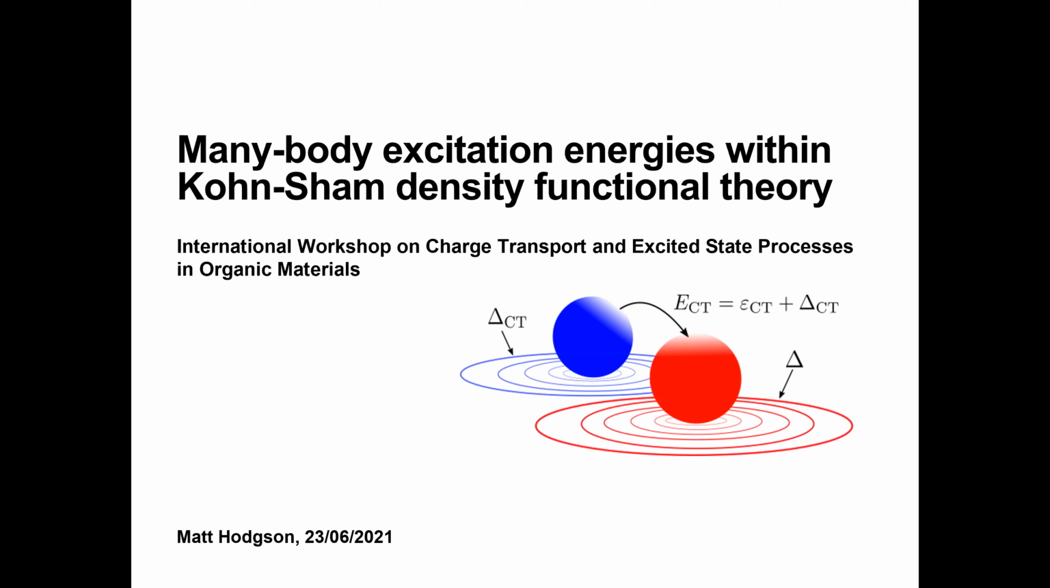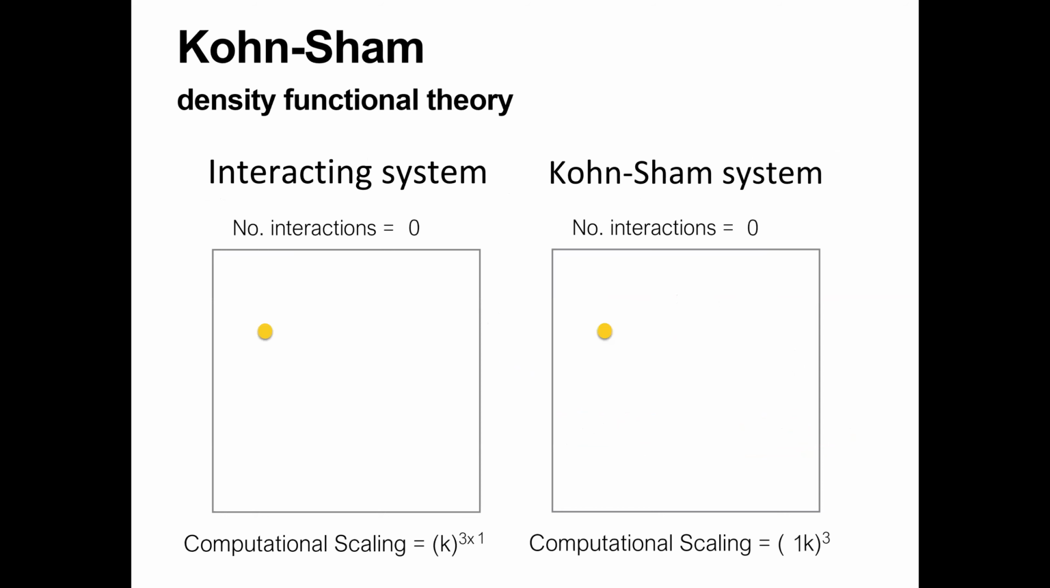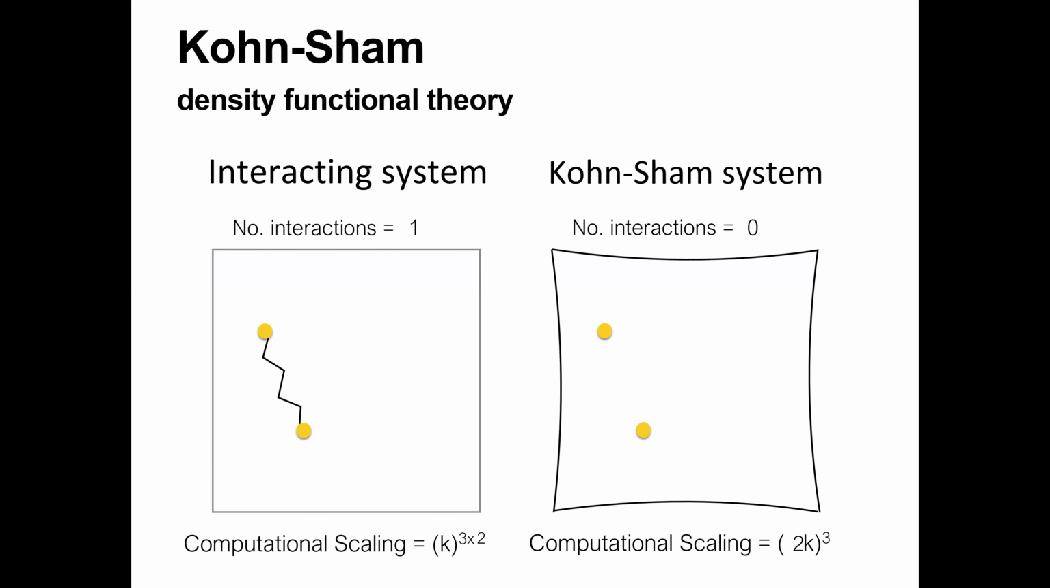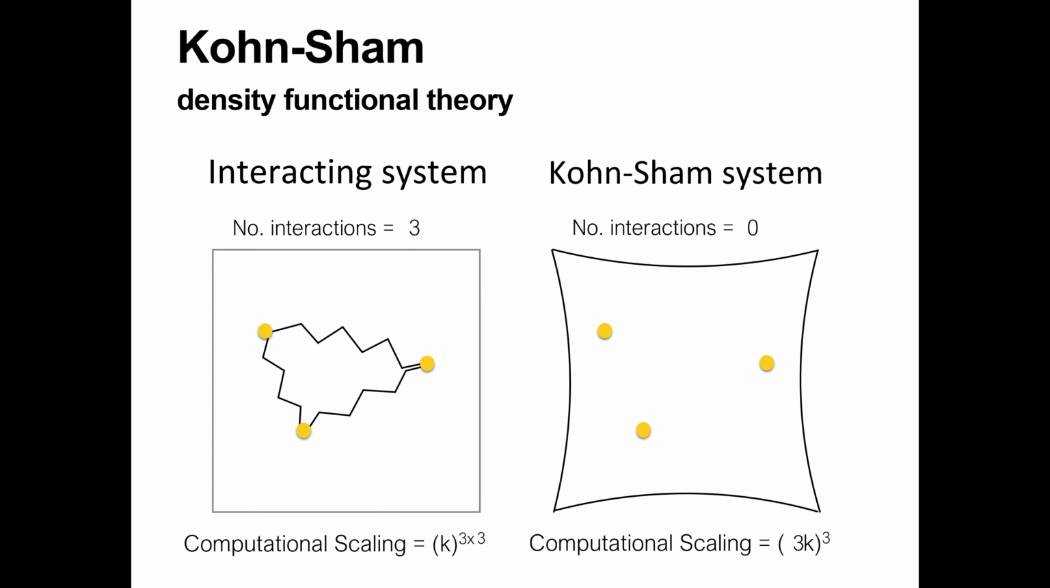Great, fantastic. Thank you. So I'm going to discuss how we can obtain many-body excitation energies from a system of non-interacting electrons. On the left, we have the many-body system of interacting electrons, and on the right, we have the corresponding Kohn-Sham system. The Kohn-Sham system is defined to give the exact many-body electron probability density, regardless of how many electrons are in the system. So as we increase the number of electrons, the number of interactions in the many-body system increases, whereas within the Kohn-Sham system, the electrons remain non-interacting.